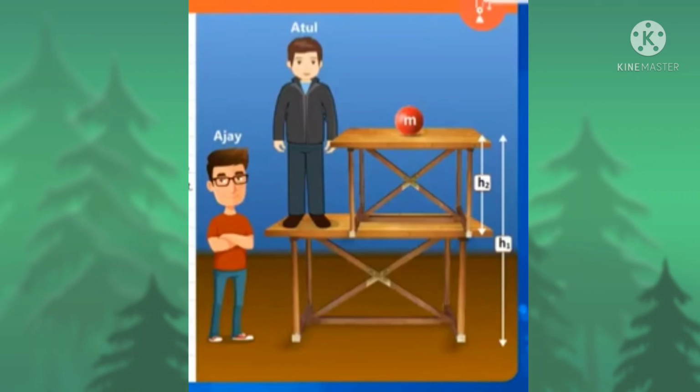Yes, potential energy is relative. The height of the ball with respect to Ajay and Atul are different, right? You can observe in the picture. So the potential energy with respect to them will be different. Potential energy of the body with respect to Ajay is mgh1. Potential energy of the body with respect to Atul will be mgh2.